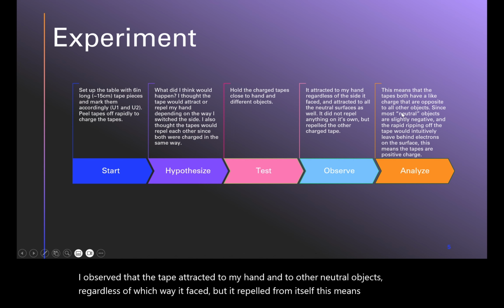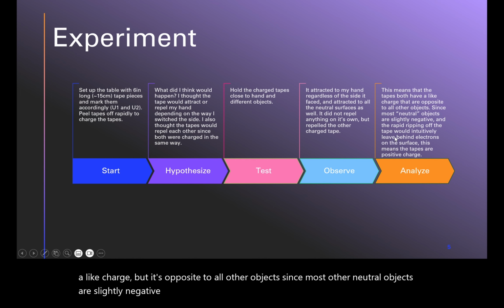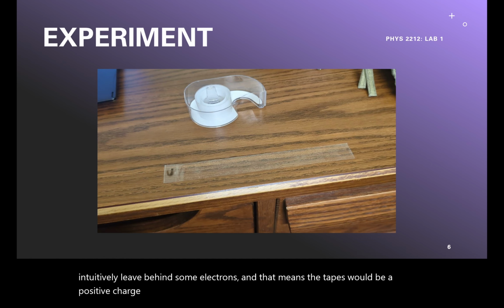This means that the tapes both have a like charge that's opposite to all other objects. Since most other neutral objects are slightly negative, the rapid ripping off of the tape would intuitively leave behind some electrons, and that means the tapes would be a positive charge. And this is also proved by our GlowScript model.